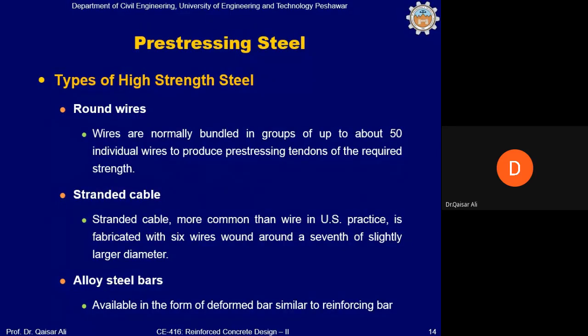Wires are normally used in the precast industries, where they make ready-made roofs and so on, so wires are used there, and stranded cables are used in post tensioning in bridge girders or similar structures.